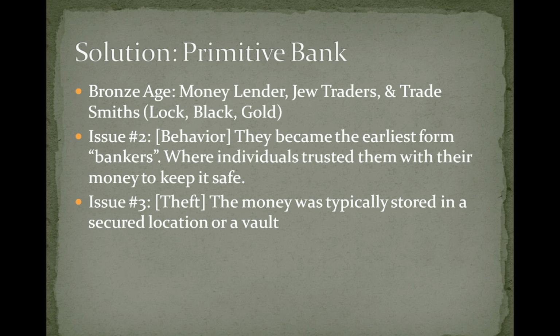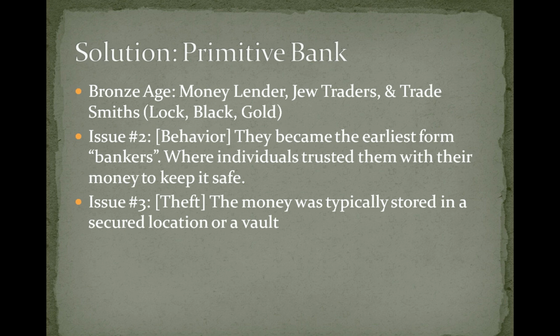So the solution to this is the primitive form of a bank. Typically, back in the Bronze Age, you would have more or less three different types of individuals: a jewel trader, a moneylender, and a tradesmith. So this is a gold or blacksmith, and later on it would even be locksmiths and the like.